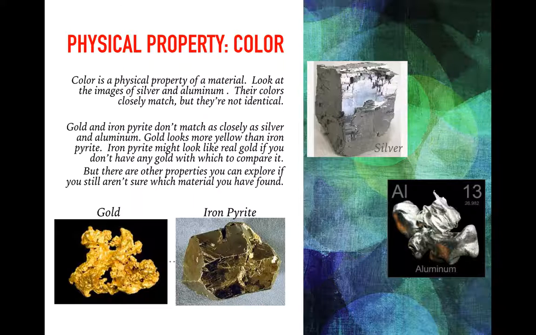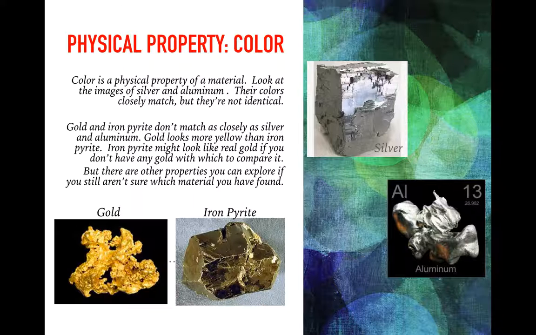Another physical property is color. Identifying a substance by its color works sometimes. If you look at the samples of silver and aluminum on the right, you'll notice that their colors are very similar. Although they are not exactly the same, it might be hard to tell them apart.